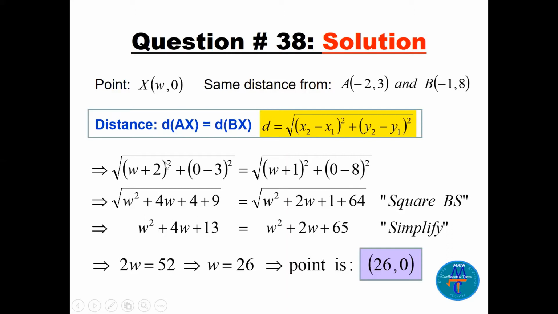Simplify everything. Expand here: w² + 4w + 4. This one: w² + 2w + 1. This is 64. This is 9. Square both sides, simplify, and then you will get w = 26. So (26, 0) is the point that you need on the x-axis, very far. If you find the distance from this point to A, it is the same as the distance from this point to B.